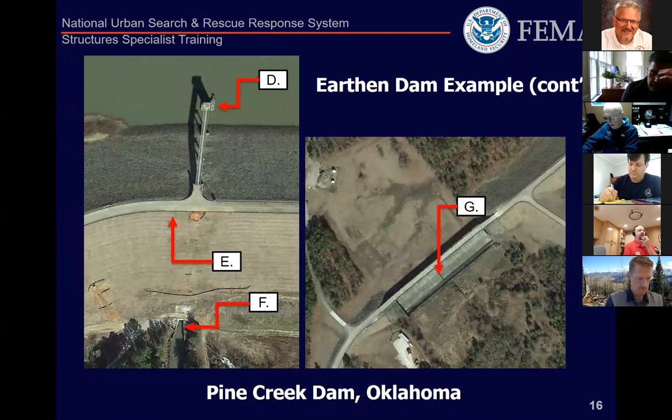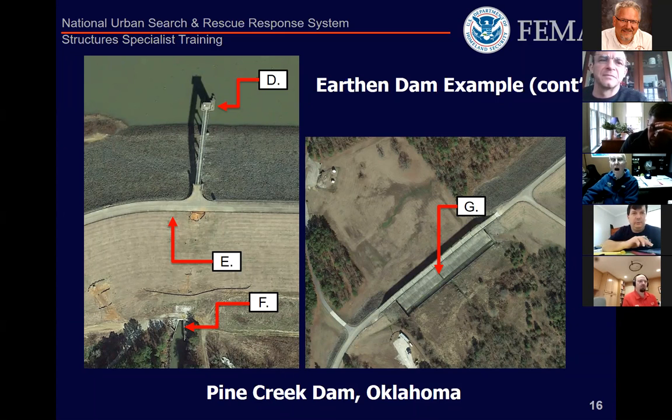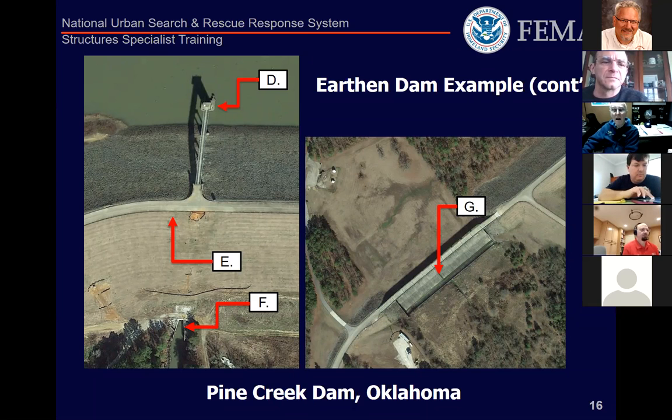All right, someone give me D. Intake tower. Principal spillway? What was that? It's an inlet, intake tower. It's the inlet. Yes. E. Crest. Correct. F. Outlet. All right. And G.